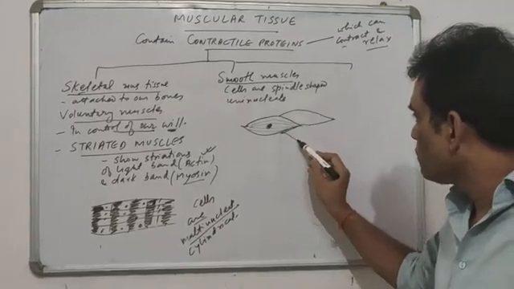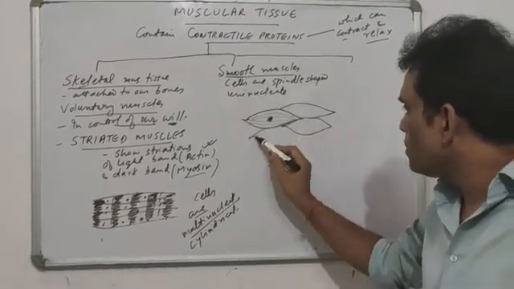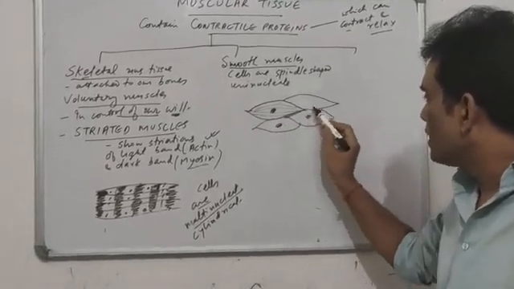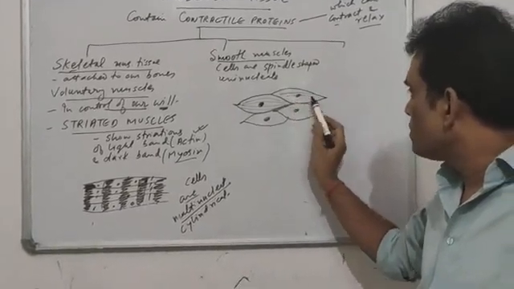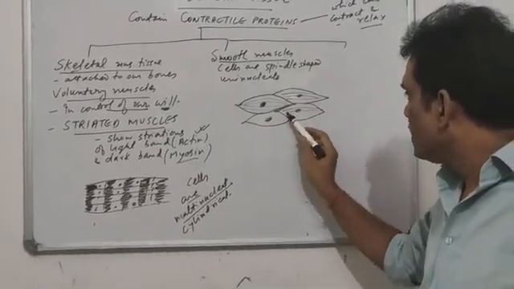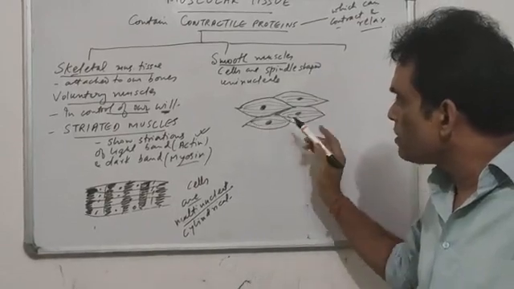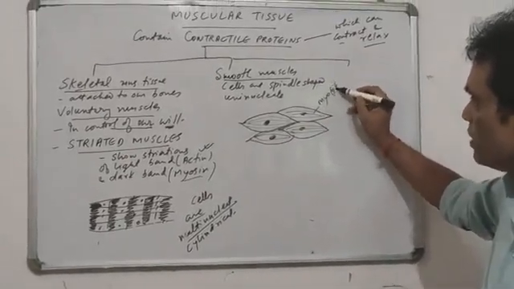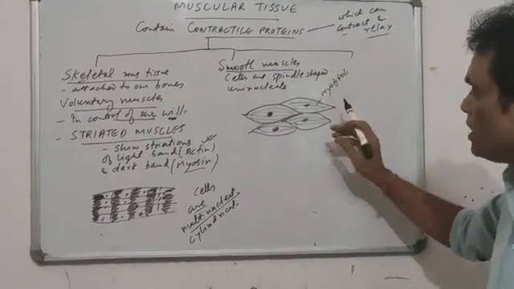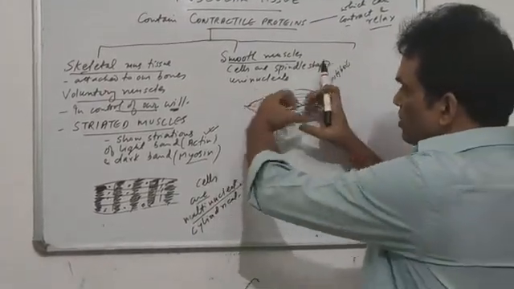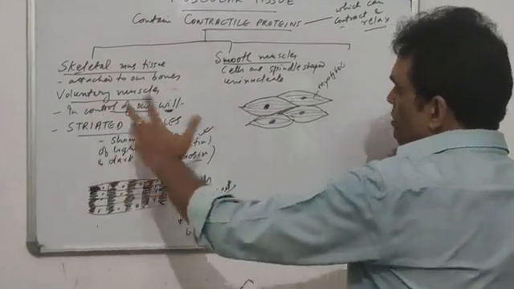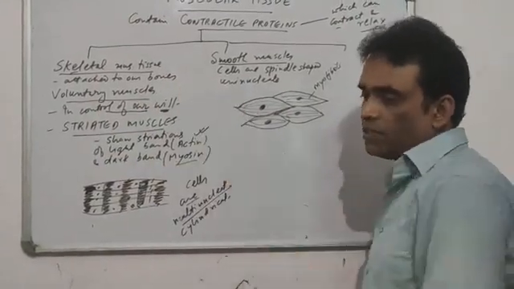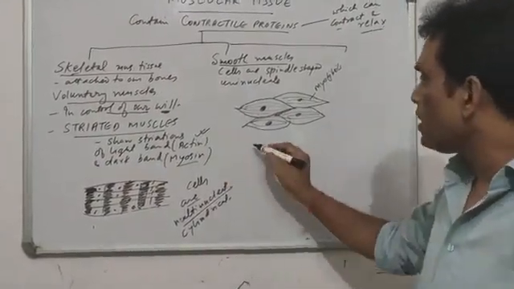You can draw a large number of cells. They connect together. Each one has these thin protein fibers. These protein fibers are called myofibrils. And these protein fibers, they elongate, they stretch, so the size increases, or when they contract, the size decreases. They are present in our internal organs.